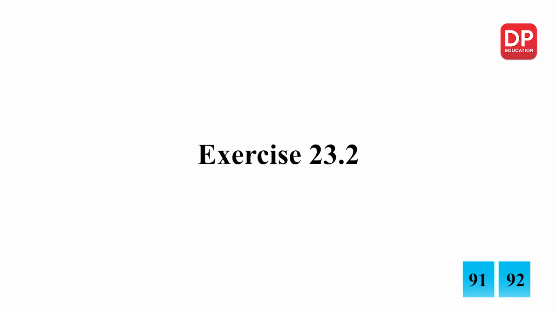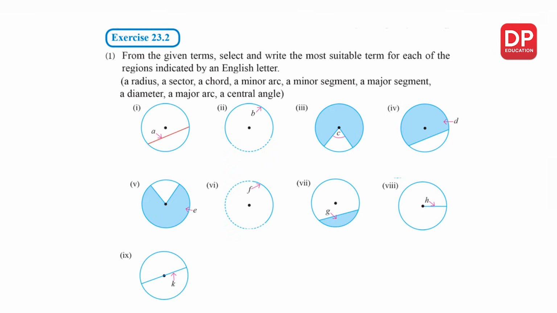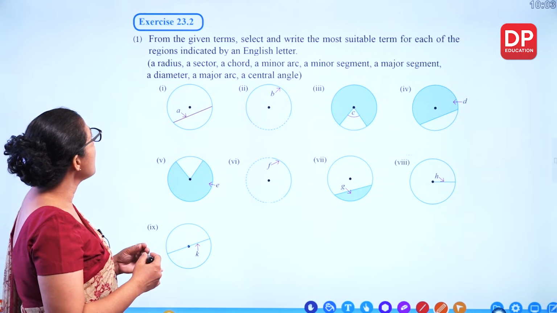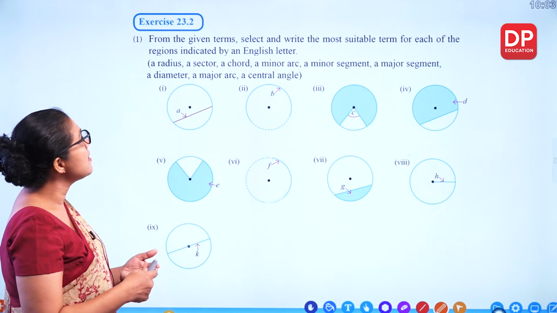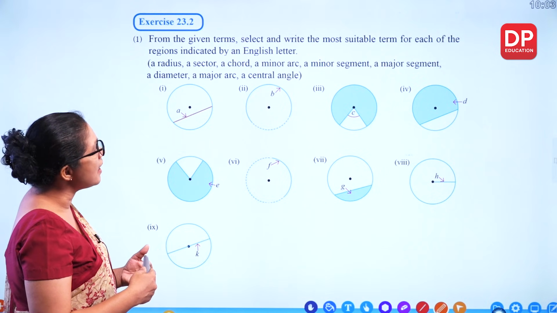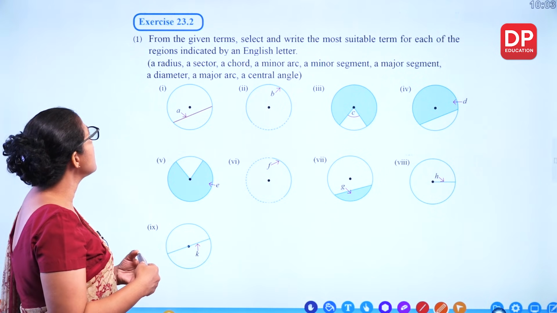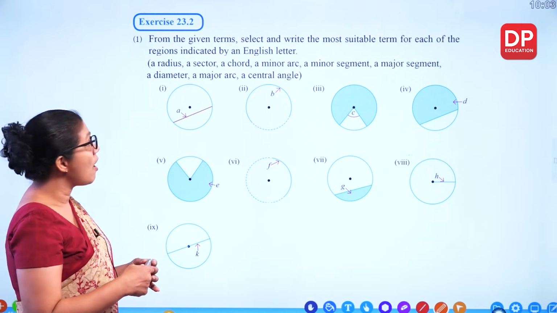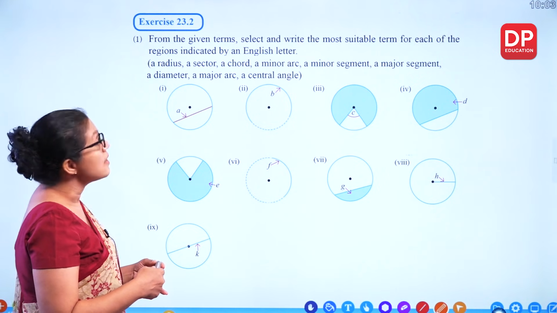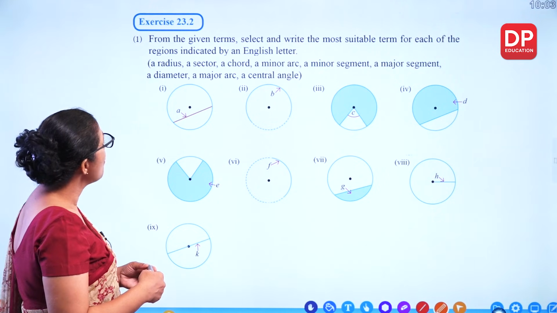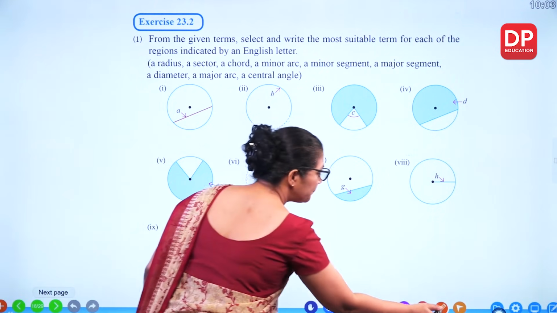Exercise 23.2. From the given terms, select and write the most suitable term for each of the regions indicated by an English letter. So these are the terms you can use: a radius, a sector, a chord, minor arc, minor segment, major segment, a diameter, a major arc, and a central angle. So we'll identify all these.